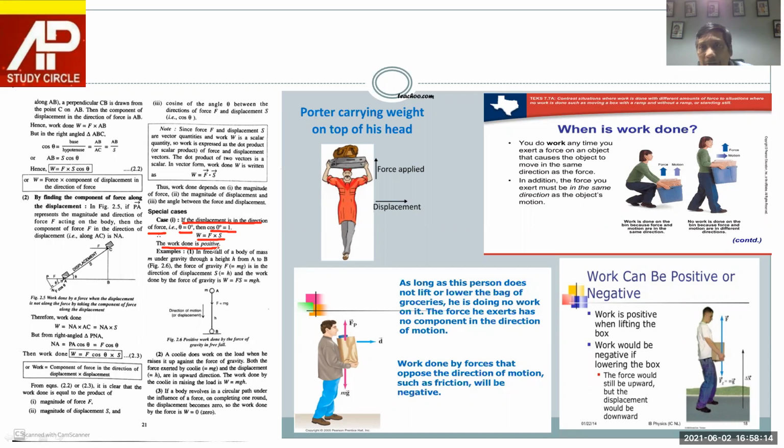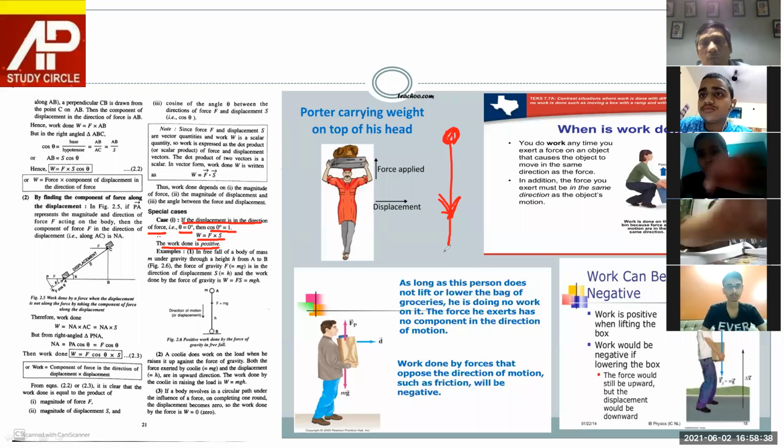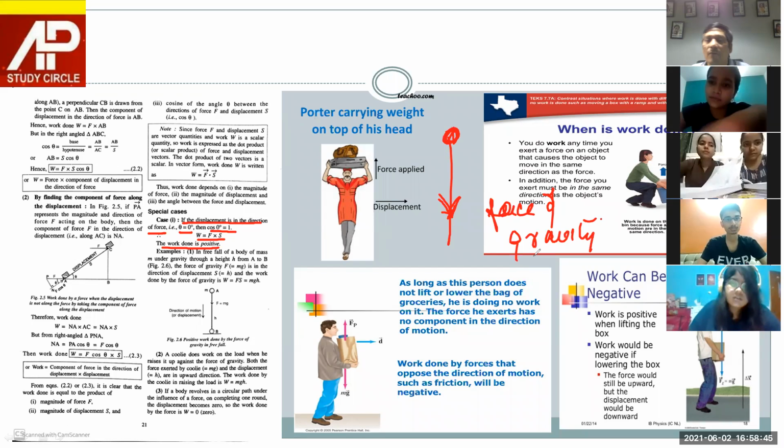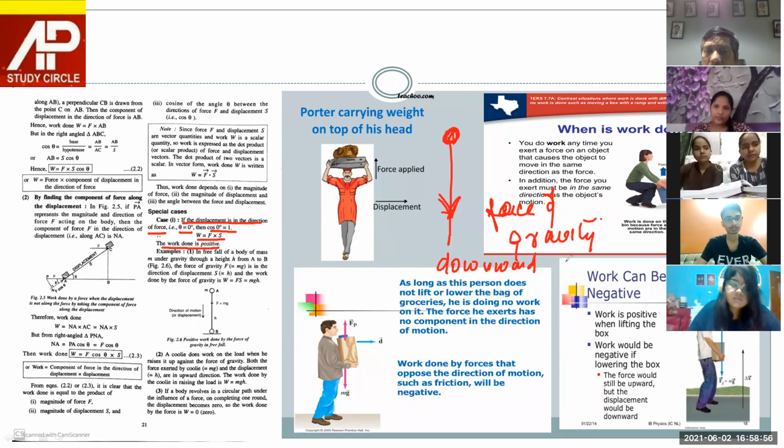For example, a free fall of a body of mass m under gravity. Imagine a ball is falling down. Pay attention on the screen. A ball is falling down, and it's coming down like this. Tell me, what is pulling it down? Which force pulls it downward? Gravitational force. What is its direction? Always vertically downward. The body is also falling vertically downward. The force, which is equal to mg, is also vertically downward.